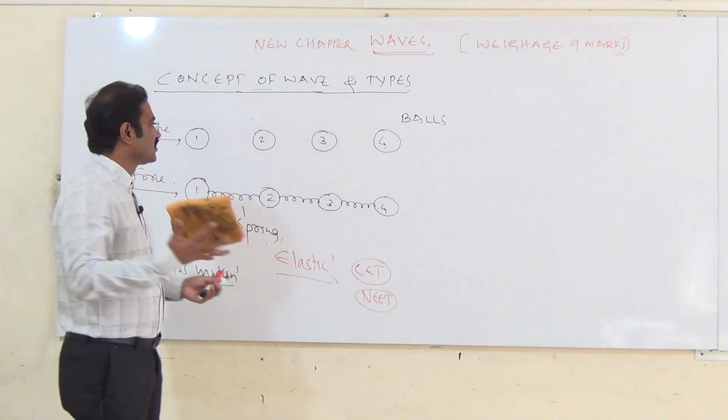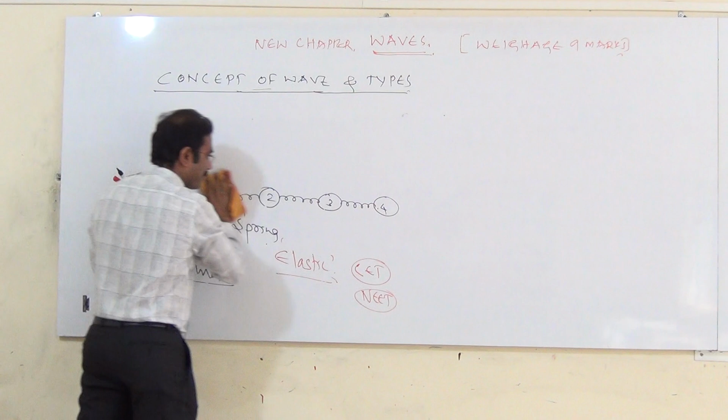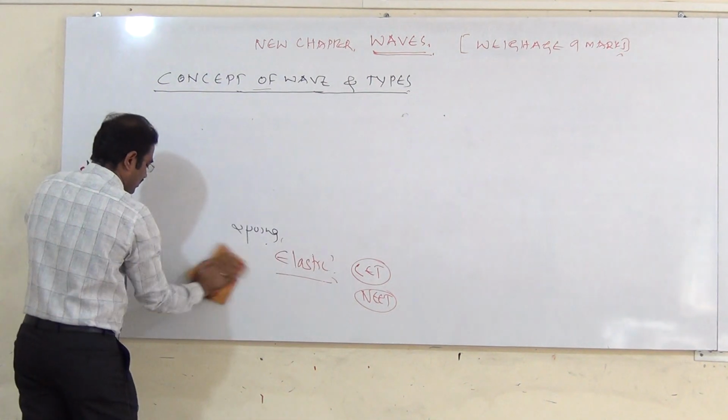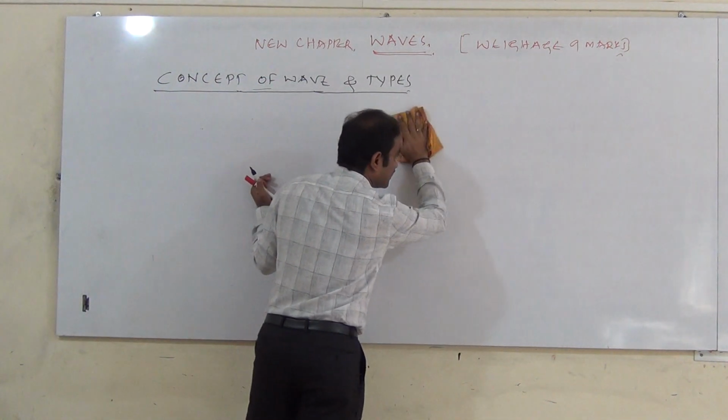Now we take the types of the waves. Waves can be classified based on their types of propagation. Second one is the direction.